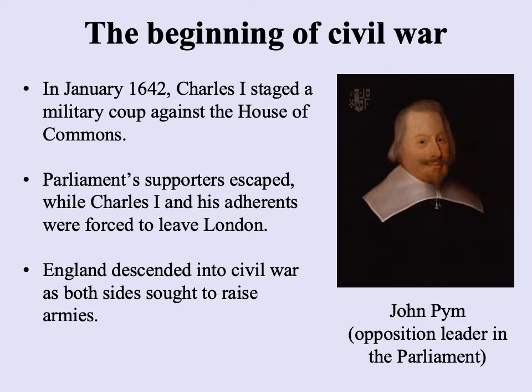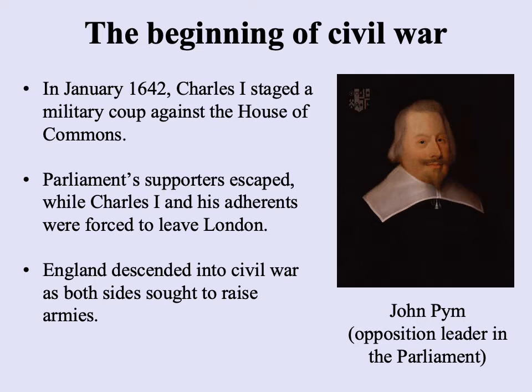It doesn't go the way he plans at all, right? Those who are opposed to him, and in some ways you could say they are supporters of the Parliament or the idea that the Parliament should have more power, most of them are going to escape, including the chief opposition leader in the Parliament, John Pym. And almost immediately, all of England is going to descend into civil war, right?